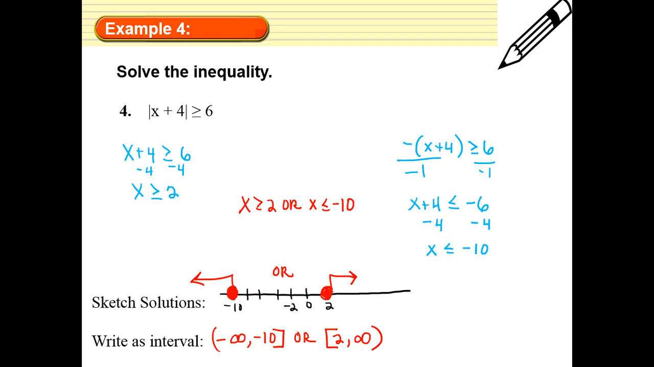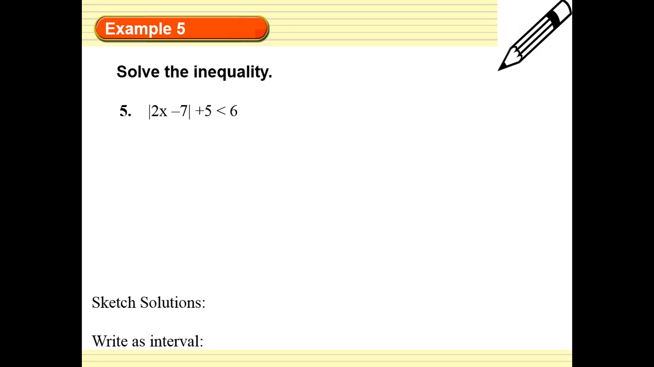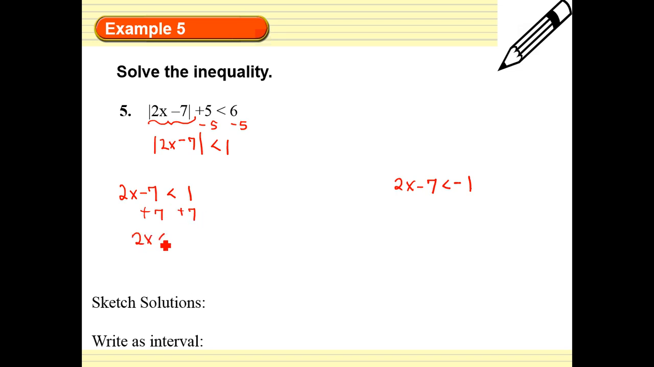Okay, I'm going to do one more, and this has a couple of different things going on. First and foremost, we need to isolate our absolute value, so we're going to subtract 5 from both sides. Once we isolate our absolute value, then what we can do is separate it into our two inequalities because we have a positive slope and a negative slope. So we have 2x minus 7 is less than 1, and 2x minus 7 is less than negative 1. Okay, so now we're going to add 7 and solve these inequalities.